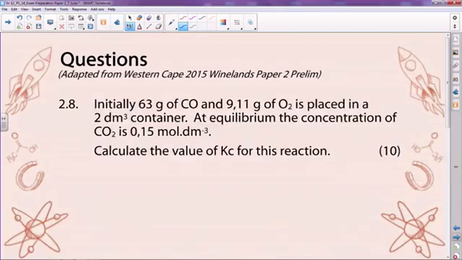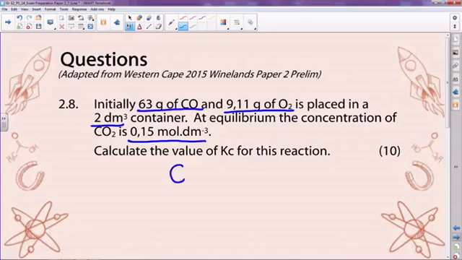Okay, this is the question you're looking for. Initially, 63 grams of CO and 9,11 grams of O2 are placed in a 2 decimeter cubed container at equilibrium. The concentration of the CO2 is 0.15 moles per decimeter cubed. Calculate the value of the Kc for this reaction.